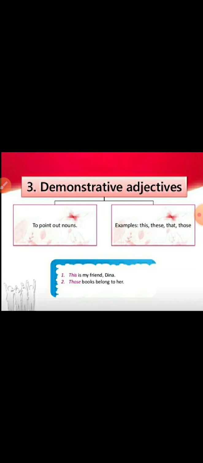And there are 4 demonstrative adjectives which we use to point out nouns or pronouns. These are this, these, that, and those. This or that जो है बेटा, we use them with singular nouns, and these and those we use them with plural nouns.